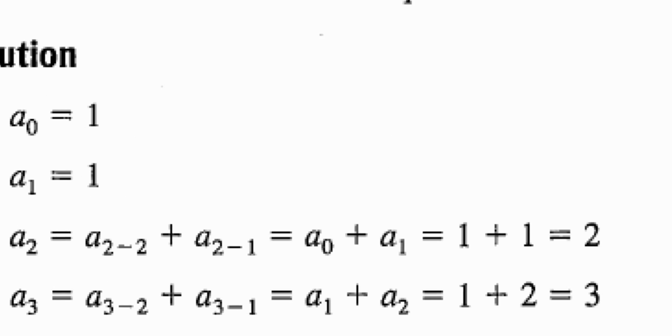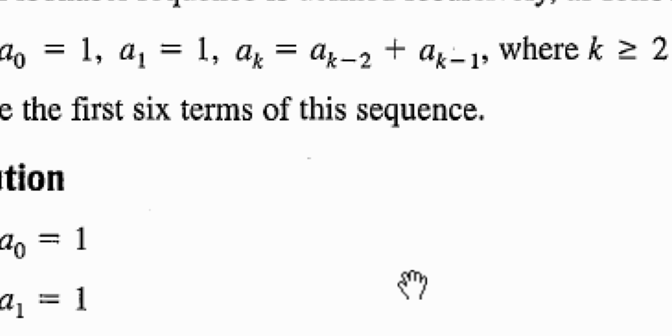So in other words, the Fibonacci sequence is defined as every term is equal to the sum of its two previous predecessors, its two immediate predecessors. And so that's what it means when it says a sub k is equal to a sub k minus 2 plus a sub k minus 1, where k is greater than or equal to 2 because we've already defined a sub 0 and a sub 1.